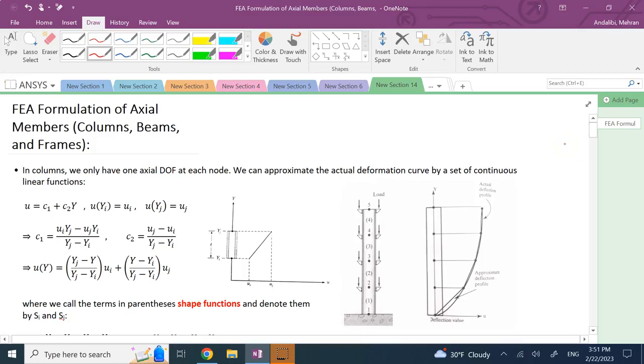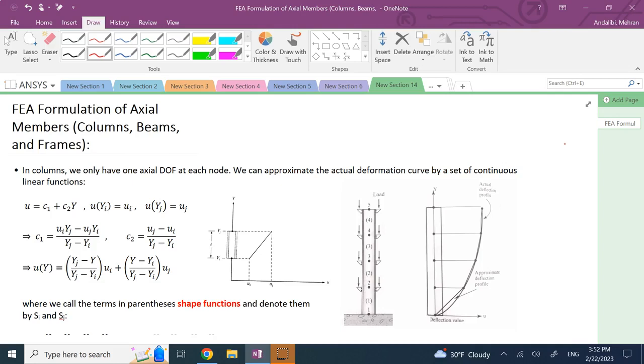Hello everyone. In this video we are going to talk about the formulation of finite element analysis for axial members, which are columns, beams, and frames. So in columns we really can consider the only loading and the only deformation to be in the axial direction. So we can consider the elements of a column to only have one DOF, 1 degree of freedom, at each node, which is along the column.